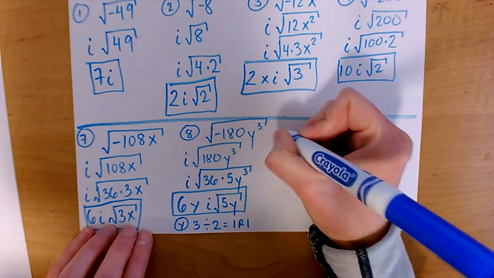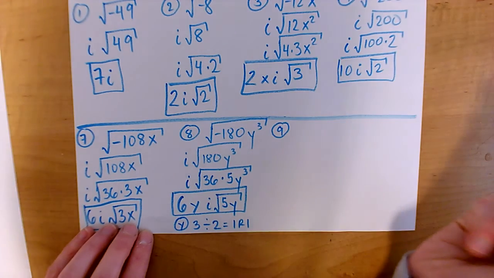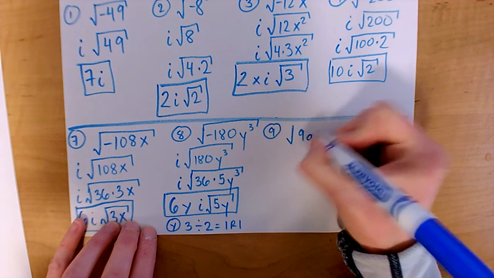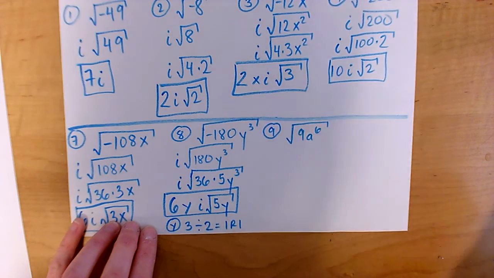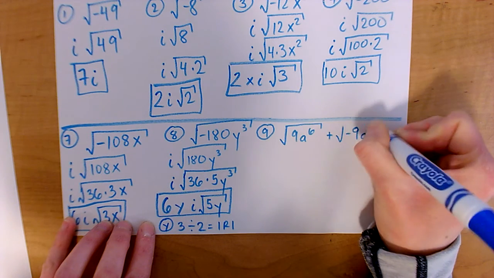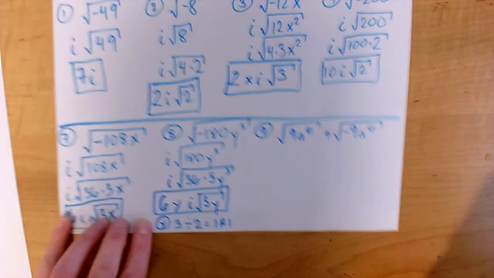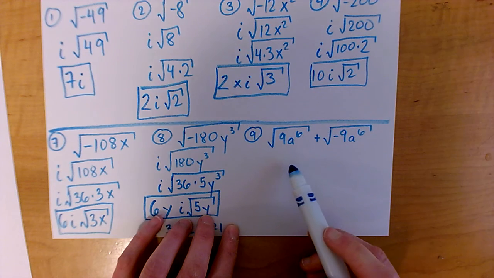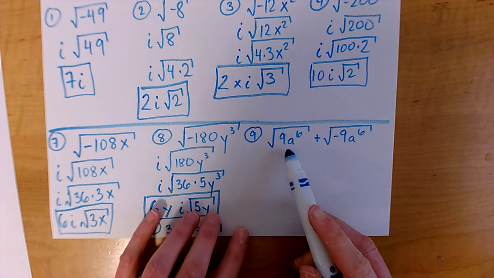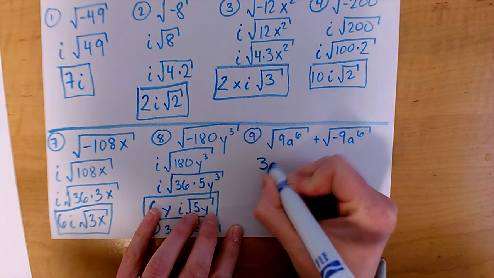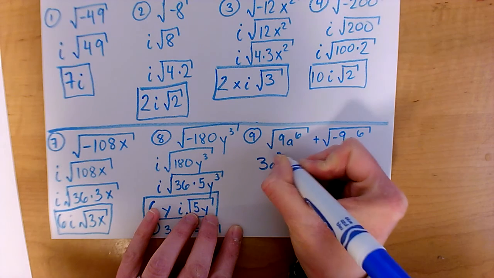Okay, so going on to number 9. For number 9, we have root 9a to the 6th plus the square root of negative 9a to the 6th. Okay, now the first one is not imaginary because we don't have any negatives on the inside. So this is really easy to simplify. Square root of 9 is just 3, and then the square root of a to the 6th is a cubed.